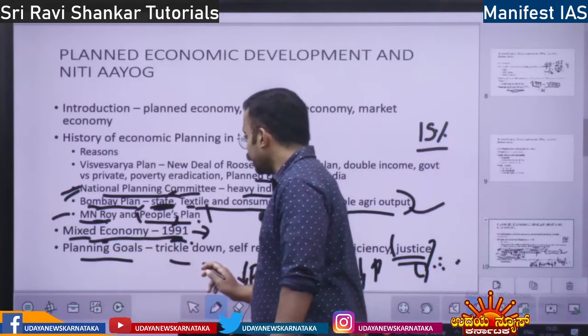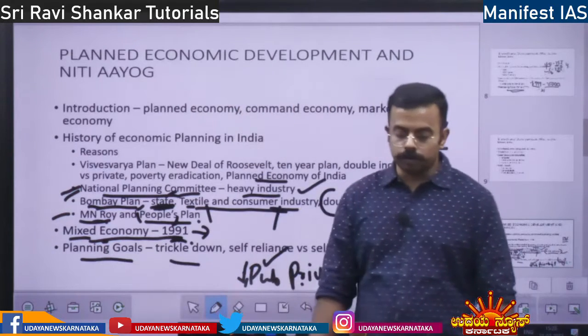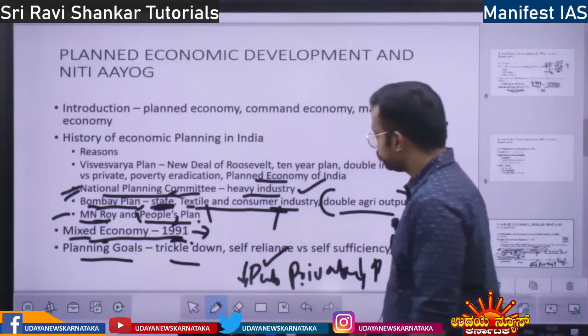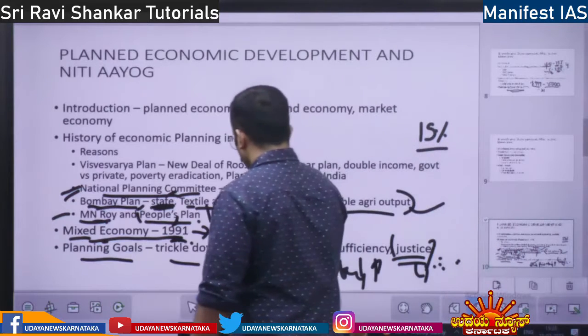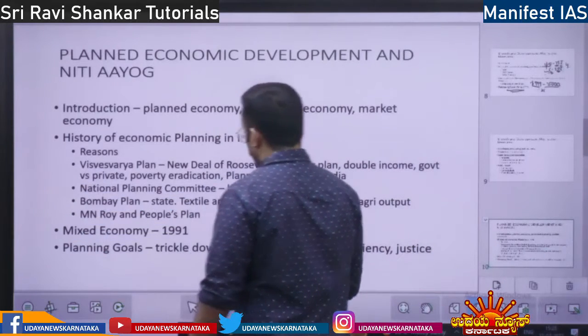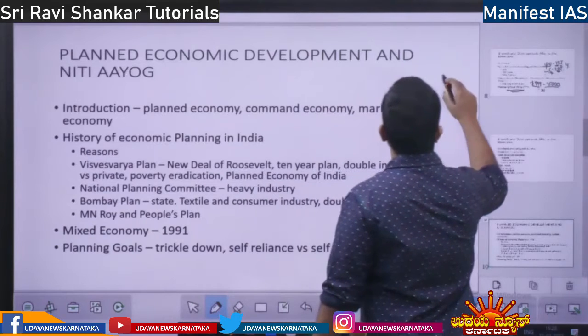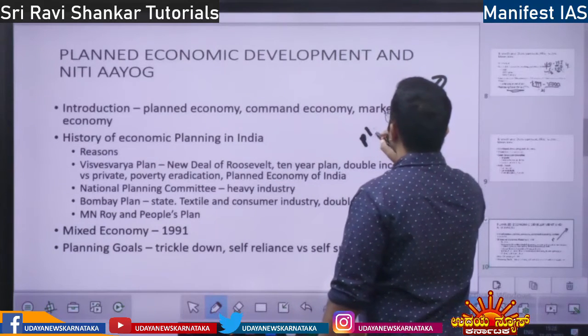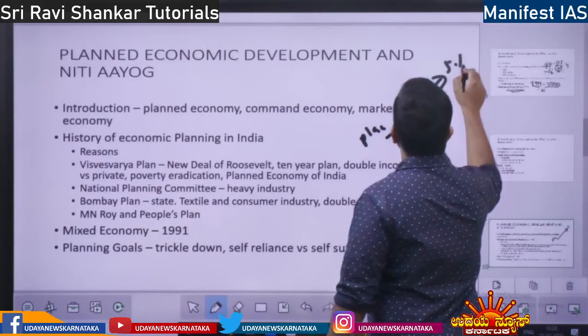Also the planning envisaged trickle down andre, so first we will plan and grow the economy. First we will plan and grow the economy at some 5 or 6%.